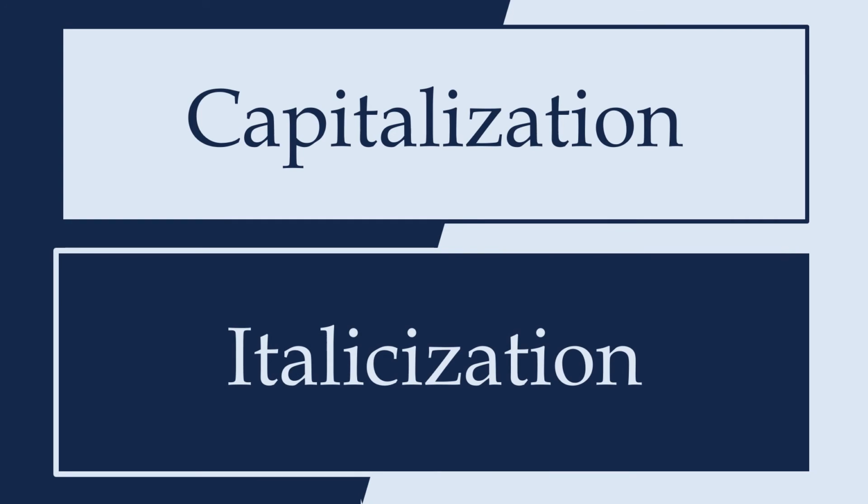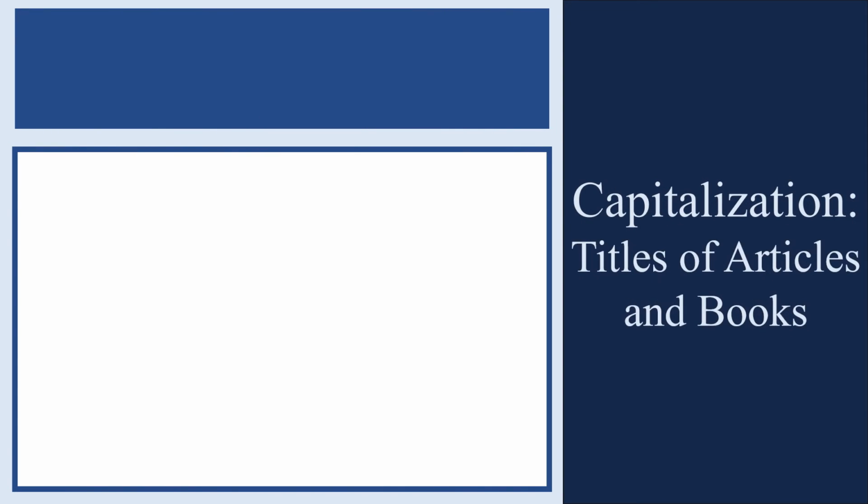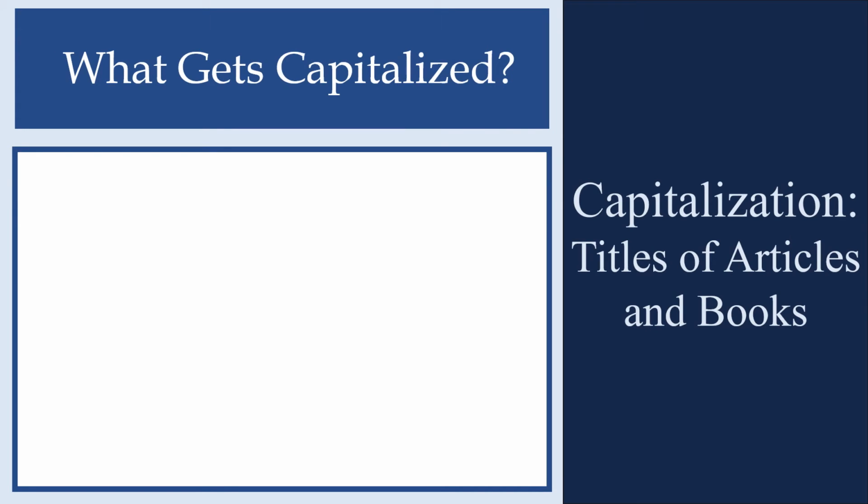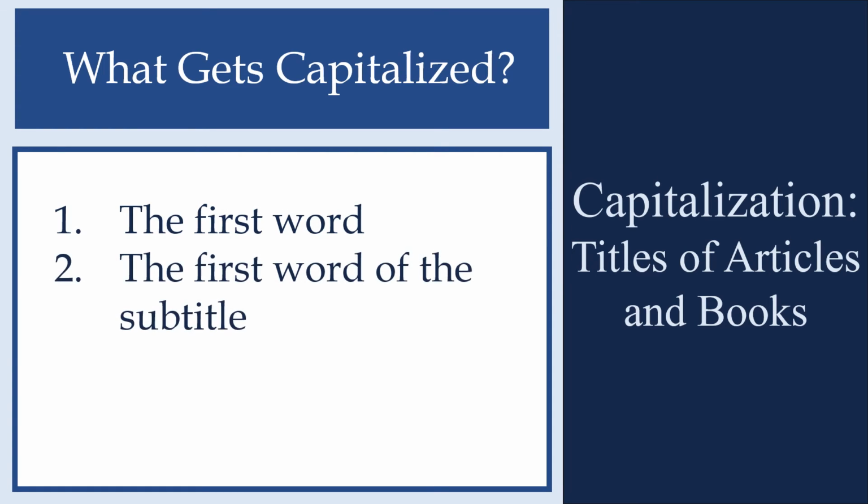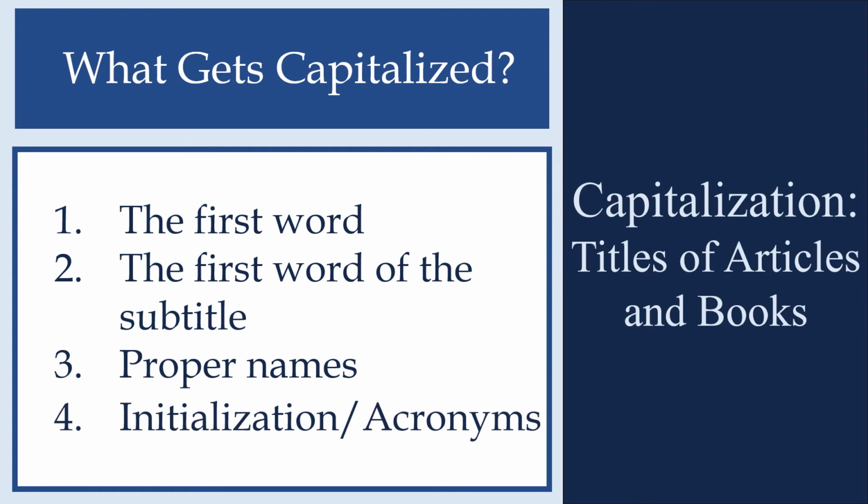Capitalization and italicization. APA has specific rules with respect to how to use capitals and italics. So let's go over these in detail. First, we're going to go over the capitalization rules for the titles of articles and books. So what gets capitalized in this context? The first word of a subtitle, any proper names that appear within the title, and initializations and acronyms.